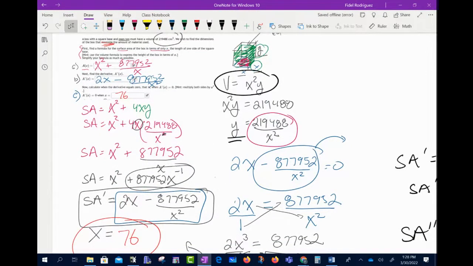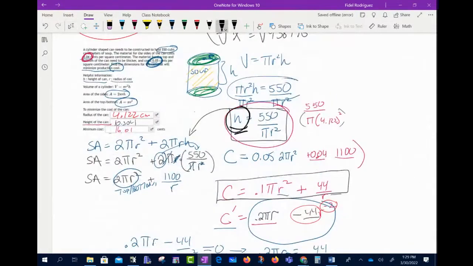So what I'm trying to show you is there's a little bit of a pattern. Start off with the volume, solve it for the height, right? The height here happened to be y, so we solved it for y. We solved it for the height here, which was actually h, right? H for the height. And then we go with the surface area, and then we can do whatever it is we need to do.